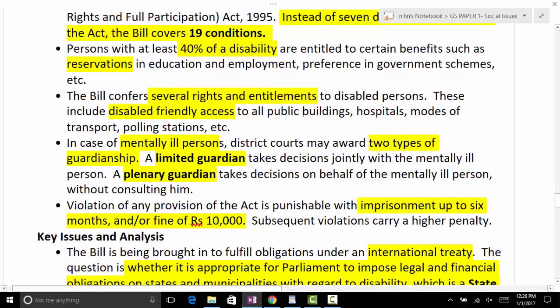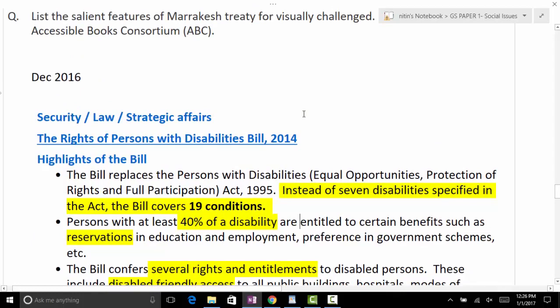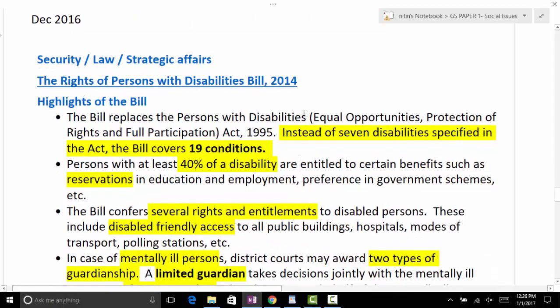Then in terms of the punishment in case of any violation of the provisions of this act: 6 months imprisonment, a fine of 10,000 rupees, and a higher penalty for any subsequent violations. So these are the major points of this new bill, the Rights of Persons with Disability Bill.